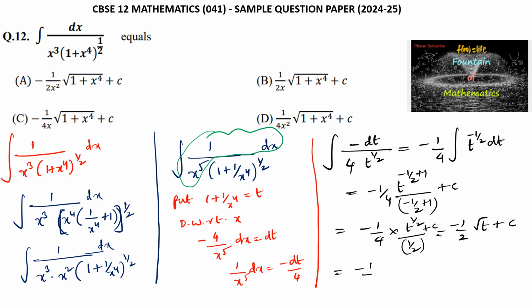Or we can write minus 1 by 2 into under root of 1 plus 1 by x power 4 plus some constant, or we can write minus 1 by 2 x square under root of, by taking LCM, we'll get x power 4 plus 1 plus c. So minus 1 by 2 x square root of x power 4 plus 1 plus c is the answer, which is option A. Option A is the answer.